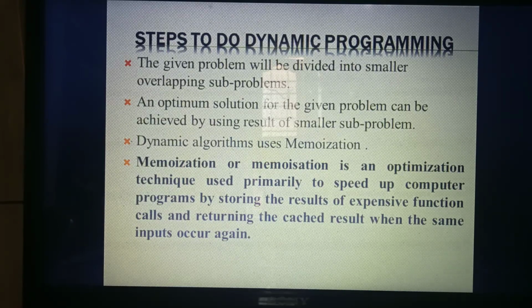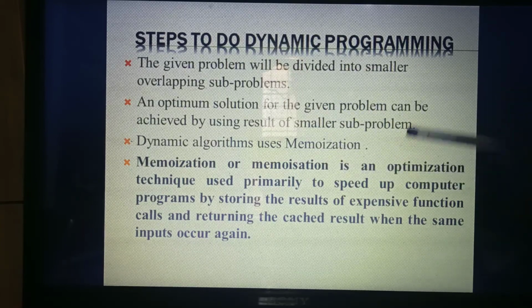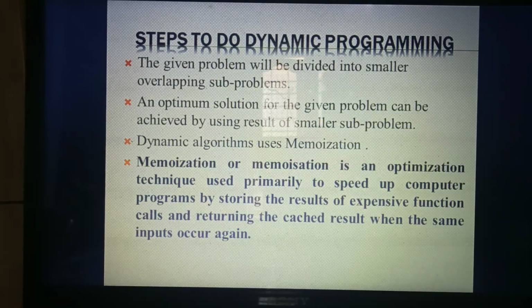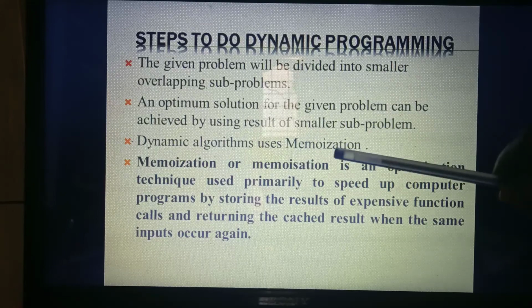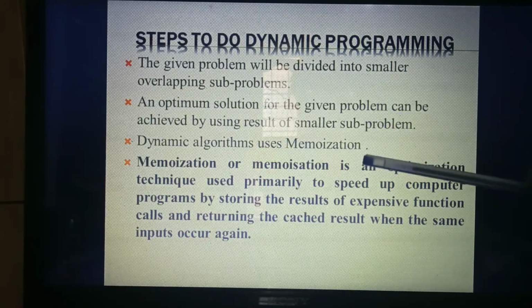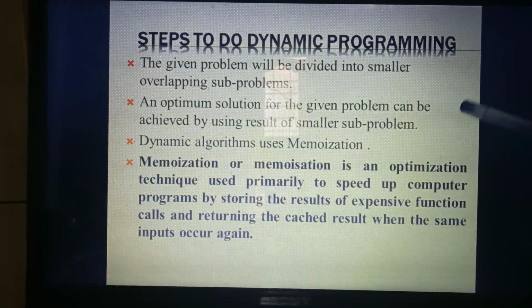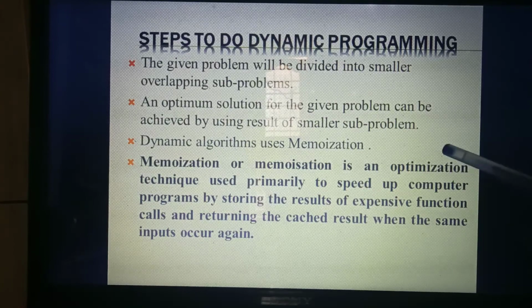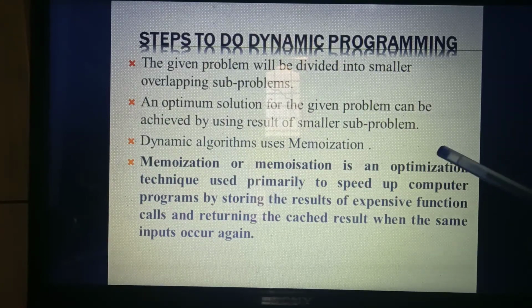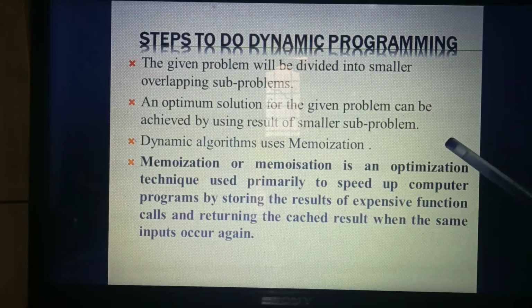So this dynamic algorithm uses one technique called memoization. Memoization. This is an important 2-mark question. What do you mean by memoization? 2 or 3 times they ask for this. I think in one midterm exam, the half-yearly exam also, they asked about memoization. But this is not a book-back question.